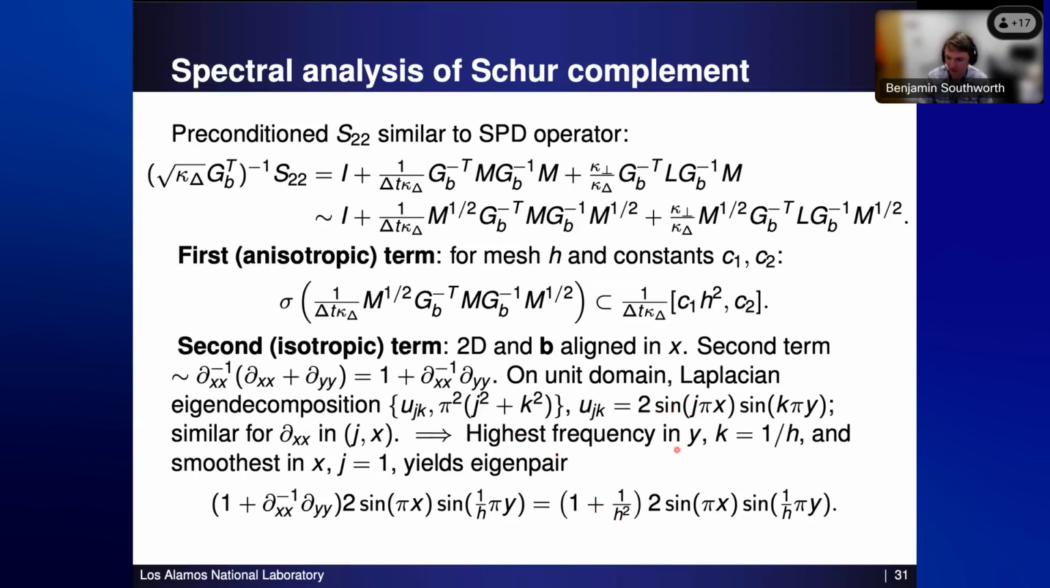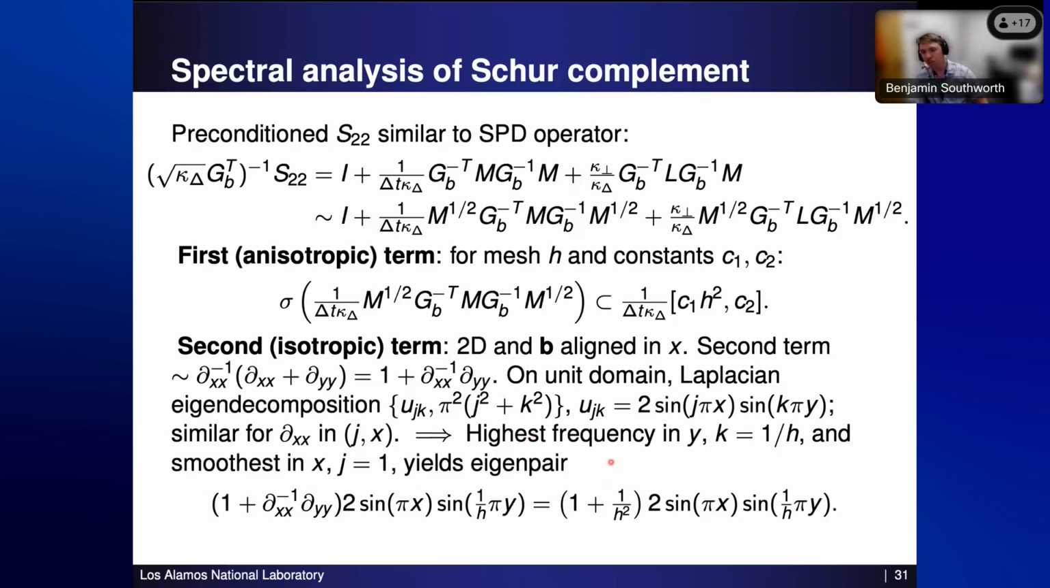And so what we do is if you have the highest frequency in y, so again, this is the orthogonal direction, so not aligned with the magnetic field. So we let k be 1 over h. It's the largest frequency you can represent on your grid. Then we choose the smoothest one in x. So we choose j equals 1, so just a big sine hump in the x direction. Then this is an eigenvector relation of the operator. So remember, this is our preconditioned operator, 1 plus dxx inverse dy. This is our eigenvector where we choose j equal to 1 and k equal to 1 over h. And this is an eigenvector of this operator with eigenvalue 1 plus 1 over h squared.